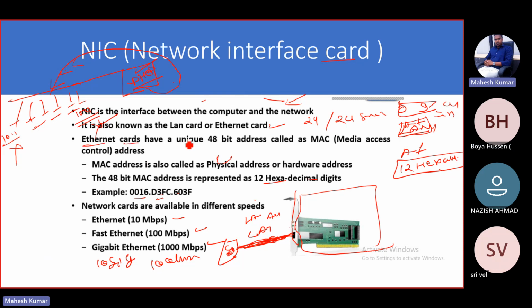Now, an Ethernet card has a unique 48-bit address. Like you have a home address, and your home address is a permanent address, your native place. Let's suppose your native place is Vizag, at 552, ground floor, first floor, this road, near to this, near to that. This is your permanent address, right?